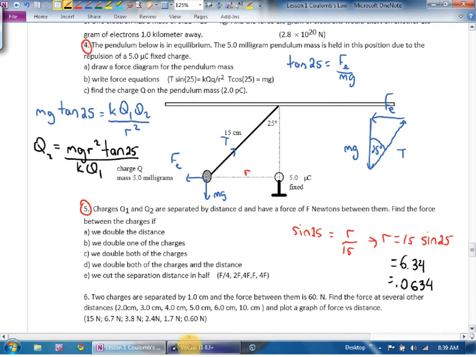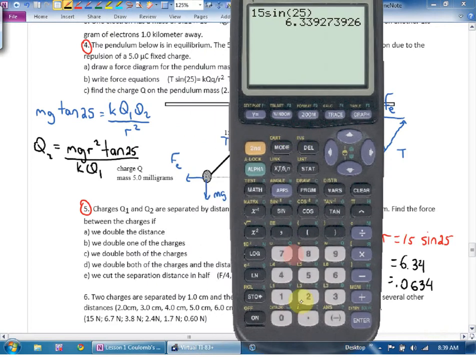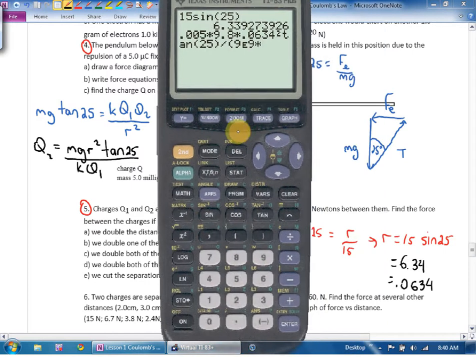Let's see if this works. M, 0.005, that's 5 milligrams, times 9.8, times 0.0634 squared, tan 25, close bracket, divided by bracket, 9 times 10 to the 9th times, what was the charge?